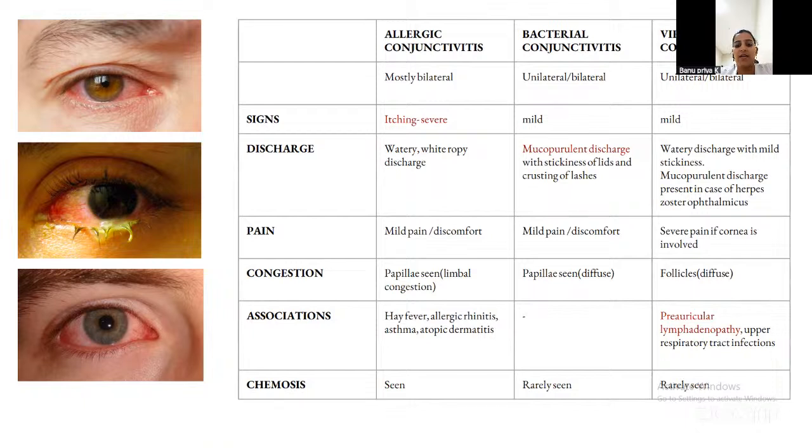Then comes viral conjunctivitis. This is mostly associated with upper respiratory tract infection, cold, cough, something like that. Watery discharge will be there. Sometimes, when it is affected because of herpes zoster ophthalmicus, mucopurulent discharge is seen. So this is how we need to differentiate between the causes of red eye.